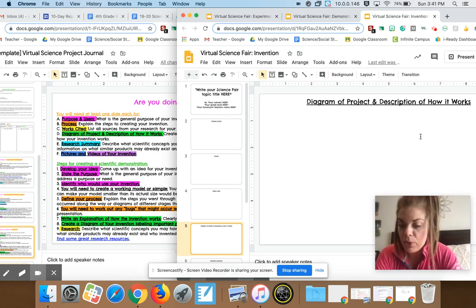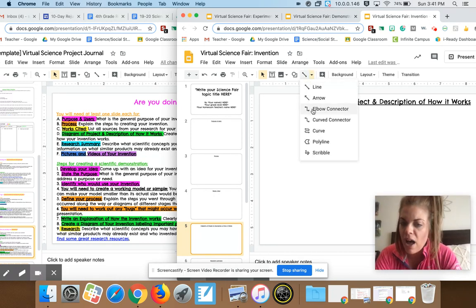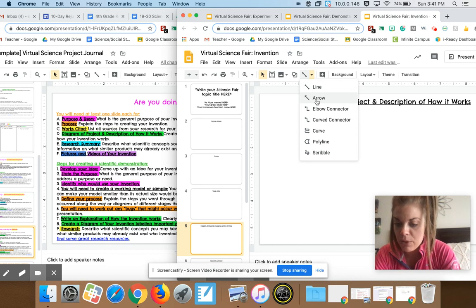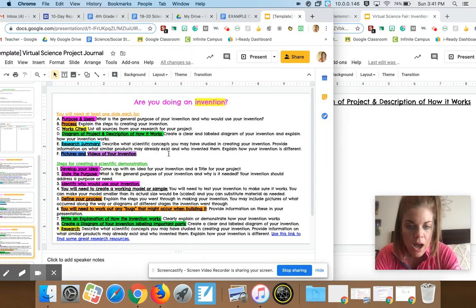You could take a picture, upload that picture, and then you could use these lines or arrows or any of these drawing tools to create your labeled diagram. Okay, so make sure your parts are labeled. You guys could easily do that with what you're doing in math, using these lines and everything to create an actual labeled diagram. Okay. You're also going to explain how your invention works in this slide. And you can do that in steps. You can do that in paragraph form if you'd rather do that. You can write a couple sentences. That's really up to you how you want to do the directions for your invention.